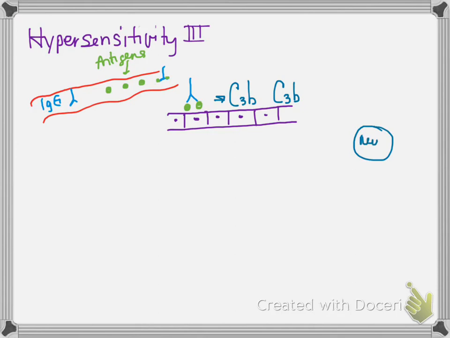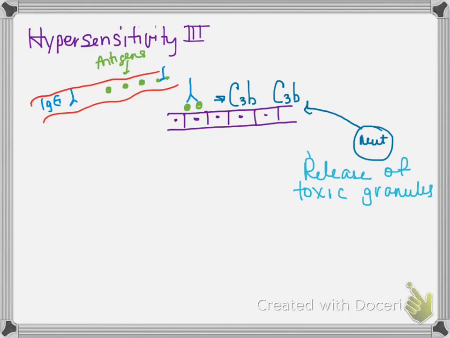do the same thing that they did in the type 2 sensitivity. They're going to be attracted to the C3b, and they're going to bind to the C3b, and then we're going to once again have a release of those toxic granules. And so we're just going to have all these toxic granules be released into the healthy tissue. And an example of this would be lupus.